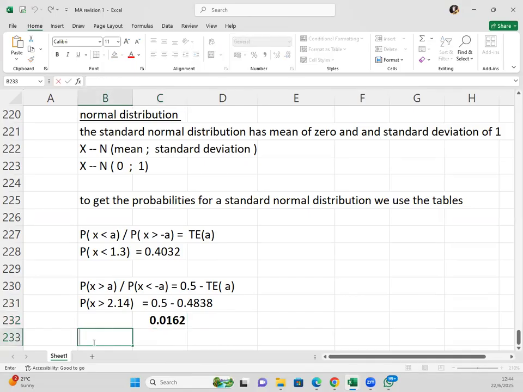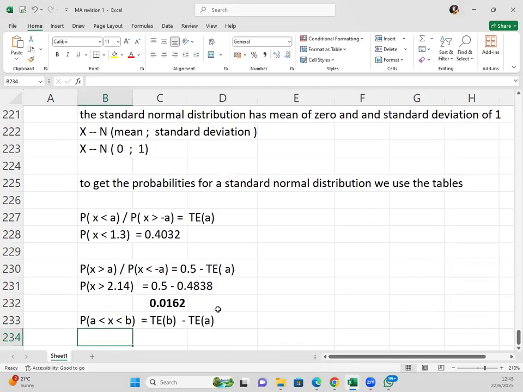Then the last case would be the probability from A to B. You are given a range: the probability that X is from A to B. You say the table entry of B minus the table entry of A. So if it's given a range from A to B, you take the value for B minus the value for A. So that's in brief.